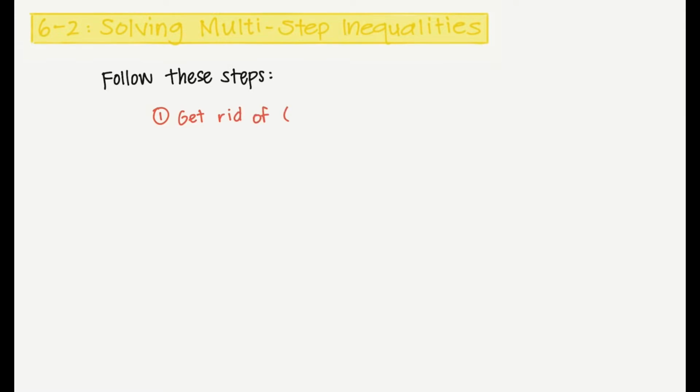So again, let's go over all of the steps. Get rid of your parentheses is always the first thing. Second step is to move your variables to the same side. I like moving it to the left, that's up to you. You do that by adding or subtracting on both sides.